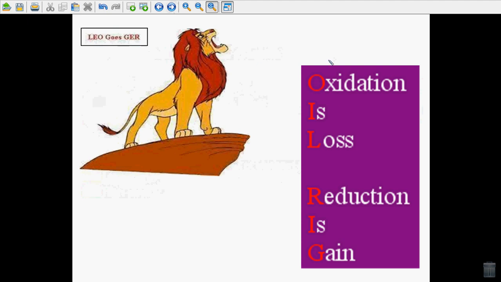Alright, so here are some acronyms to remember. OIL RIG: oxidation is loss, reduction is gain. Or LEO goes GER: loss of electrons is oxidation, gain of electrons is reduction.